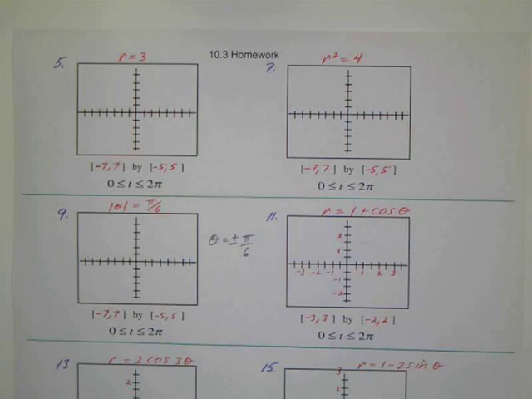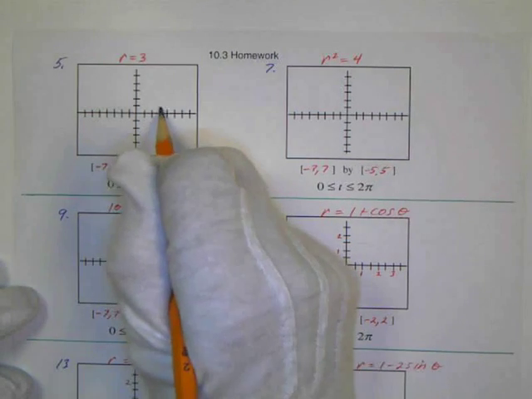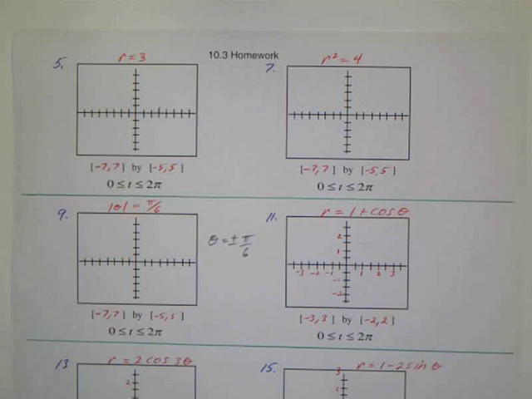So number 5 was r equals 3, so the radius is just 3. I set up my window like this. So if I'm going to graph r equals 3, the radius is 3, then it's just going to go out here 1, 2, 3. And I need a circle. It's just a circle because the radius is always 3, so that's not too bad. So I just have to find a circle that fits there.